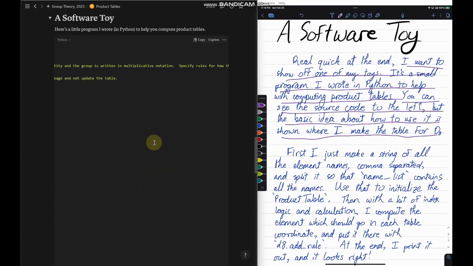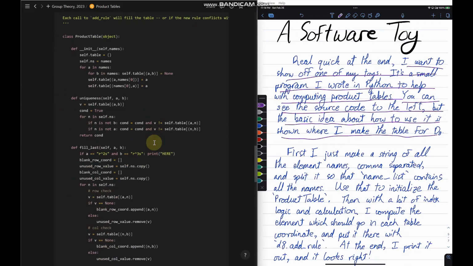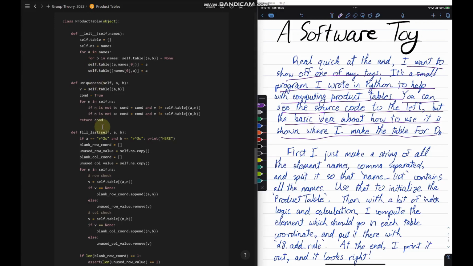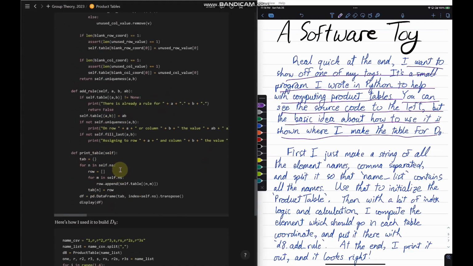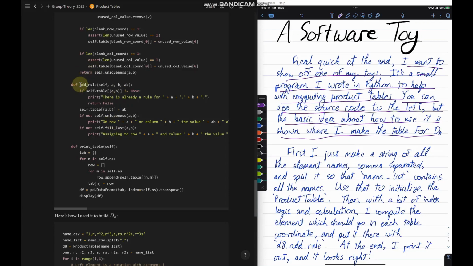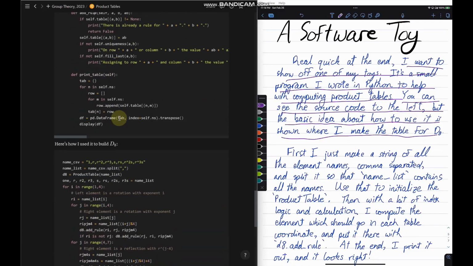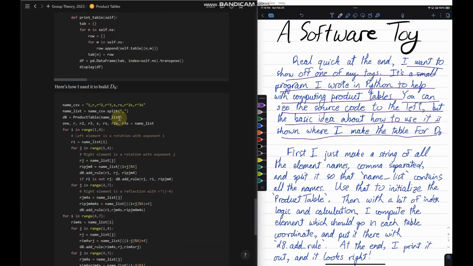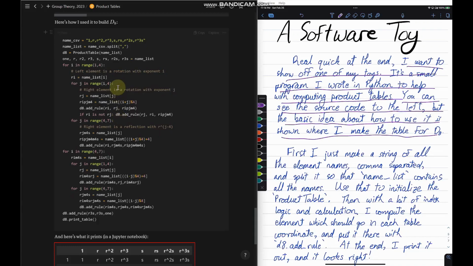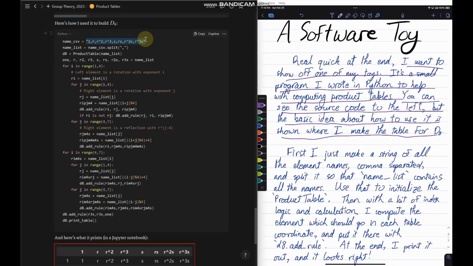I'll scan through some of this in case anybody wants to see some of the code. You define a class with some methods, helper functions for various things, and a little printing method. Most of the interesting stuff is in this add rule method, which calls on other helper methods. You can see how I use it here. I make up a string with all the names of the elements in D8, comma separated, and I use the commas to split it up and get a list of all the names of the elements.